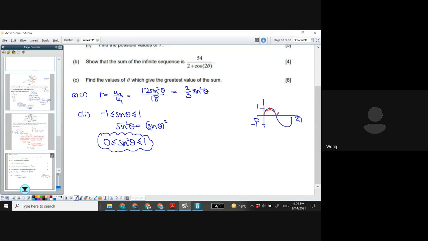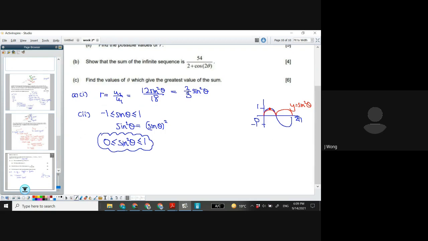So sine theta, and then because it's a square number, anything negative before will be squared. So it's actually going to be like that as the graph of sine squared theta. This one is meant to be symmetrical, but I'm not very good at drawing, so sorry about that. So this is part A. Oh, sorry, I haven't finished it yet.